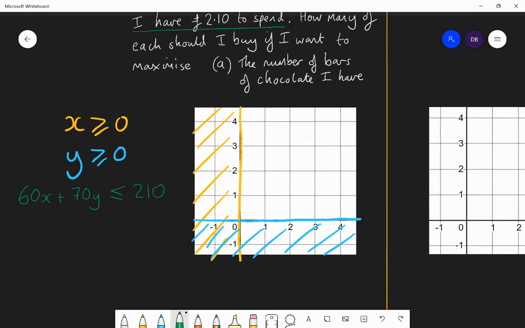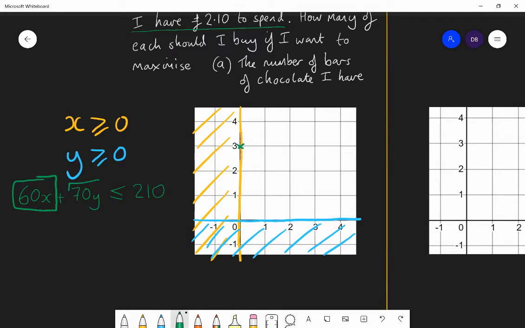My quick way of doing that is by finding the intercepts. Make x 0 and find out what y has to be. If x is 0, 60x will be 0, so 70y will equal 210, and therefore y will be 3. So 3 is a coordinate on this line.